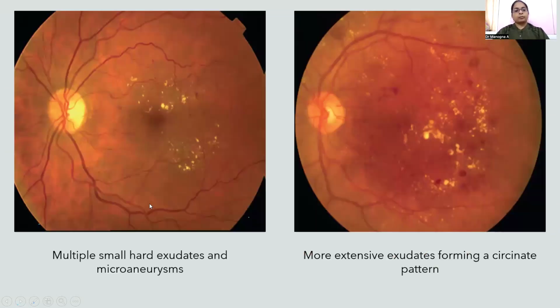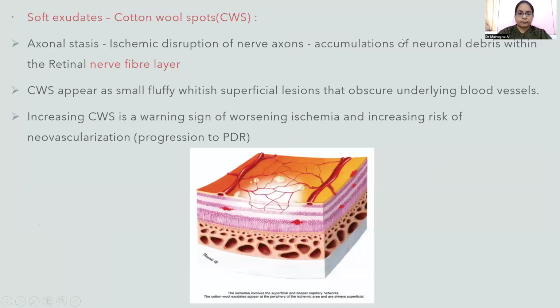So this clinical image shows hard exudates. The image on the left shows multiple hard exudates and microaneurysms. The image on the right shows more extensive hard exudates in a circinate pattern. There is something called circinate retinopathy. If you get a ring of hard exudates like this, it is called circinate retinopathy.